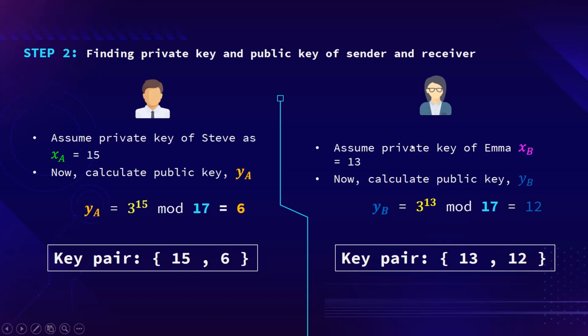Next, Emma will assume XB as 13, her own private key, and she will find YB using the same method. After doing the same method, she gets the public key as 12. Now Emma has her private and public key pair as 13 and 12. Now both of them will exchange, so Shiv will give 6 to Emma and Emma will give 12 to Shiv.